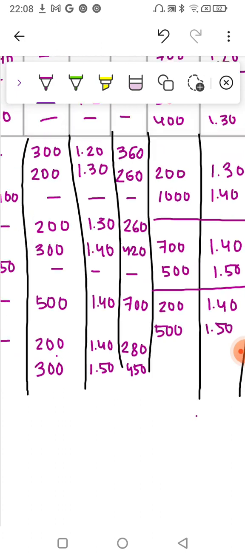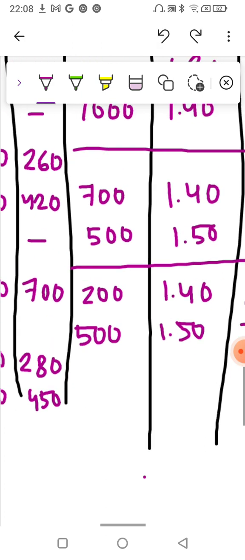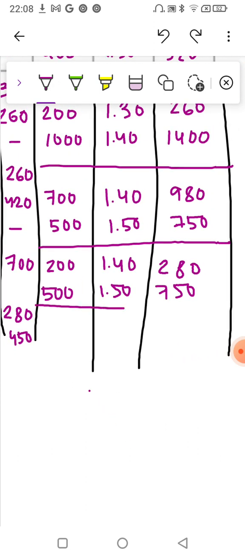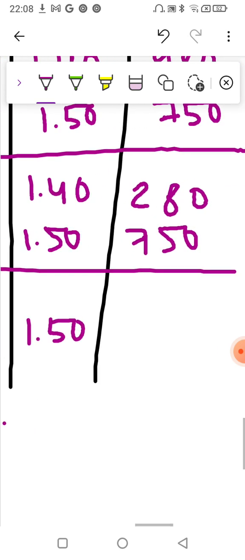Now what remains with us is, see, 300 gone from this 500, so 500 is no more 500. We have 200 left of the 1.50 category. 200 remaining from the 1.50 category, multiply it, we'll get 300.